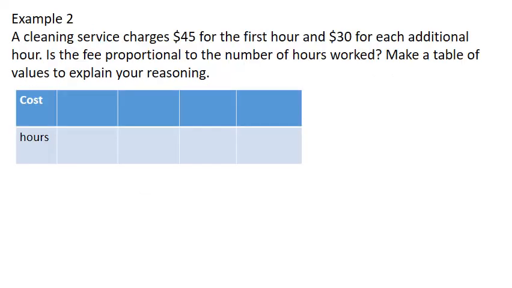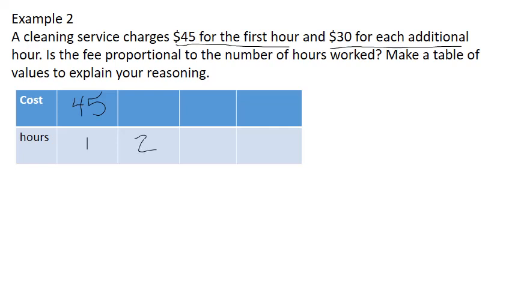For example 2, a cleaning service charges $45 for the first hour and $30 for each additional hour. Is the fee proportional to the number of hours worked? Make a table of values to explain your reasoning. Alright, so it's 45 for the first hour. So hour 1 is 45. 30 for every additional hour after that first hour.